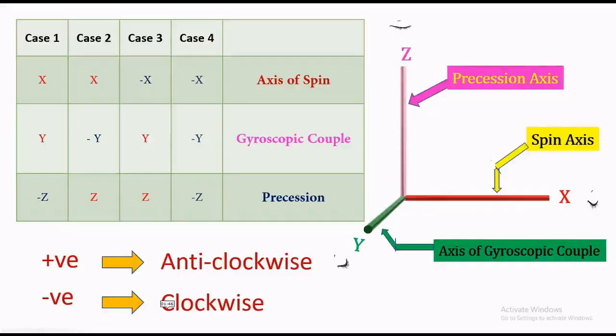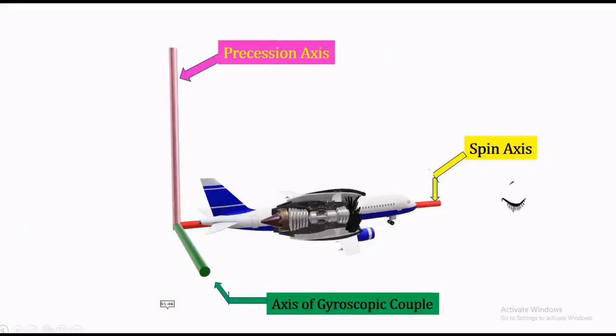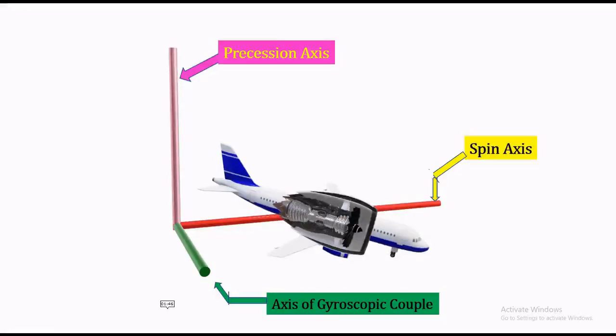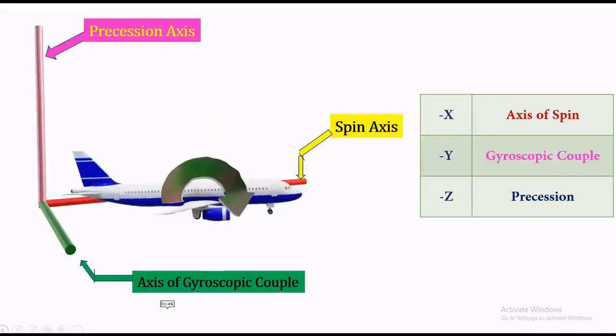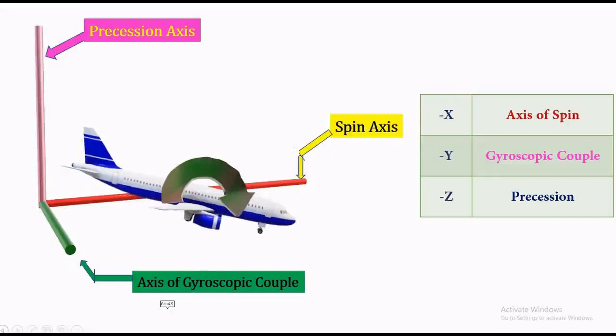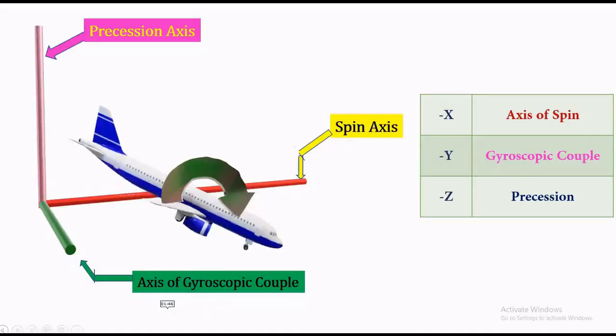Let's look into a practical example. An aircraft, the engine of which is spinning in clockwise direction from the front view, is taking a right turn as shown in the slide. Axis of spin is negative x since it is clockwise. Precession is clockwise from the top view, so the vector is pointing in the negative z direction, and the gyroscopic couple will be in the negative y direction, or the couple is clockwise in direction. This gyroscopic couple tends to raise the tail and lower the nose.